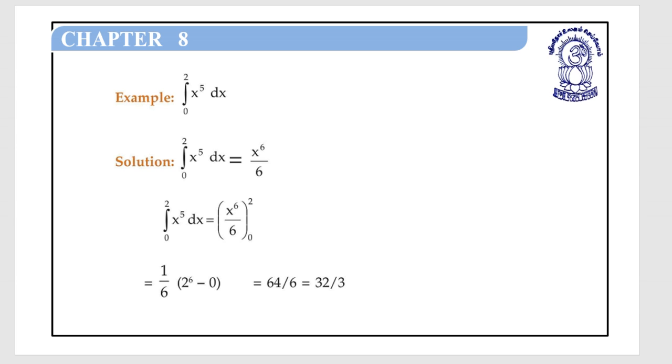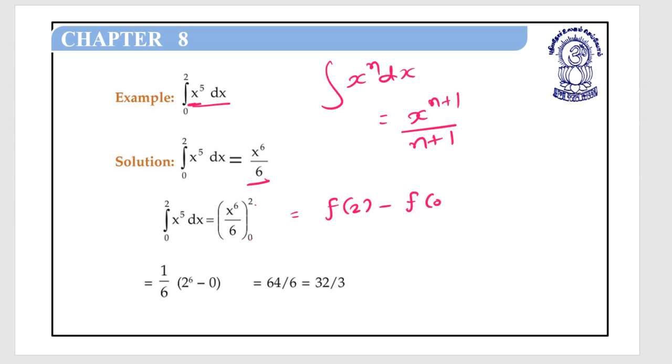Integration of 0 to 2 x raised to 5 dx. So here you will have to use the formula integral of x raised to n dx is equal to x raised to n plus 1 upon n plus 1. So here x raised to 5, so you will get x raised to 6 by 6. But there is a limit 0 to 2. So put this 0 to 2. So F of 2 minus F of 0.